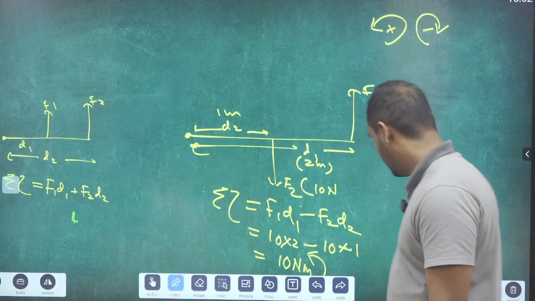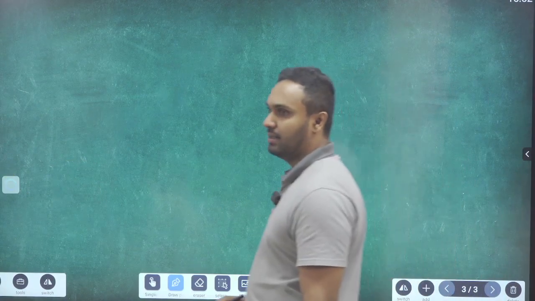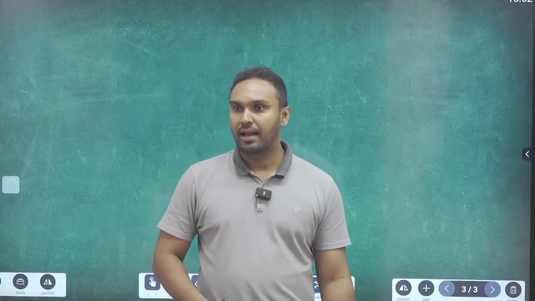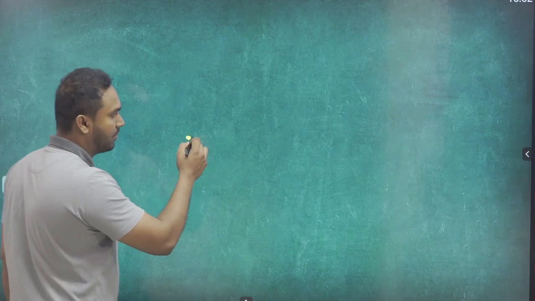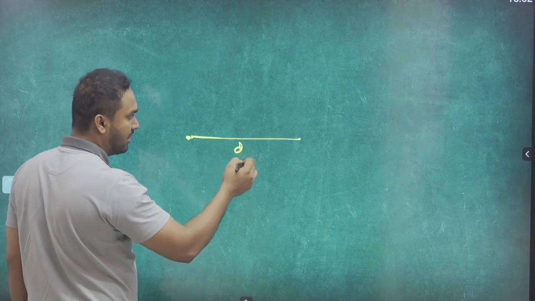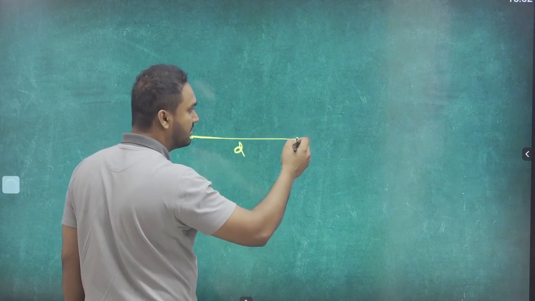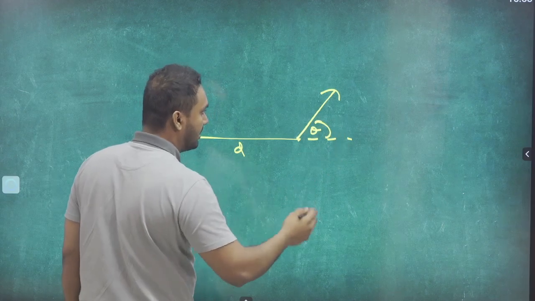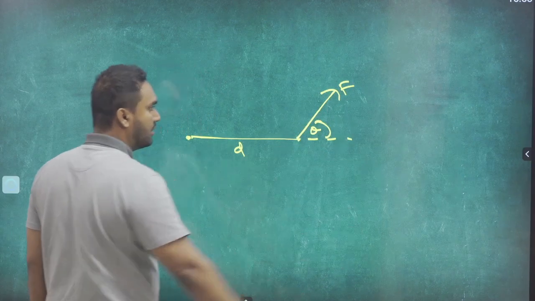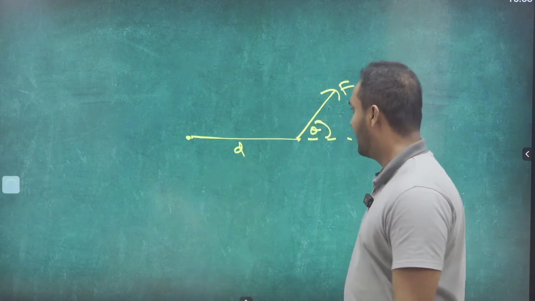What if a force is acting in an angle, right? Not perpendicular but in an angle like this one. Let's say this is the pivot point. Now this is the distance, and the force is acting in, let's say, 30 degrees or theta degrees of angle from the horizontal plane. Now this is theta degrees, and the force is now not perpendicular to the distance. What happens here?